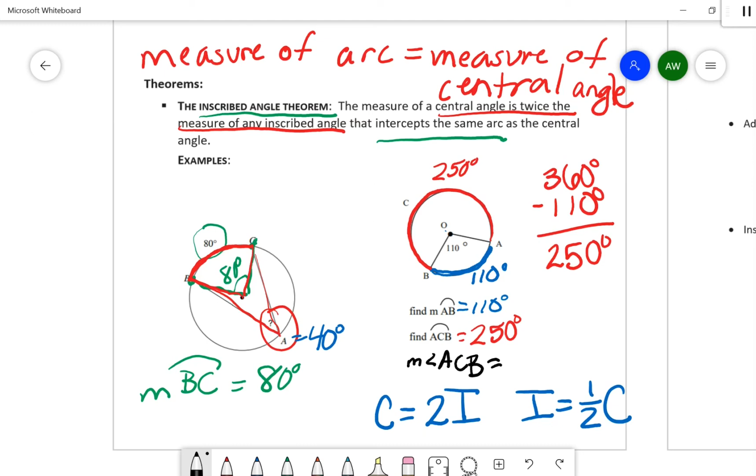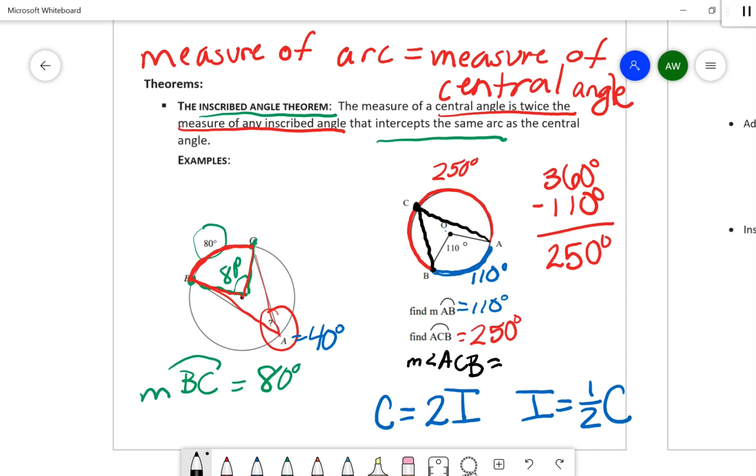Okay. Now let's draw angle ACB. Angle ACB, if this is point C, would look like this. Now here, again, we have an inscribed angle that we're comparing to a central angle, right? And that inscribed angle is ACB. The central angle is AOB.